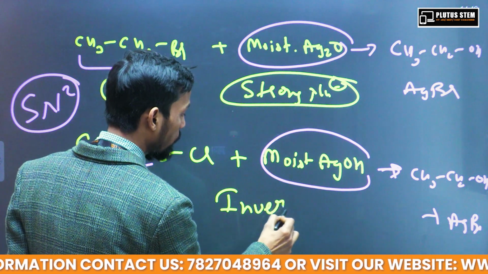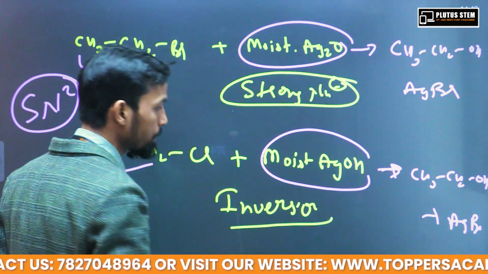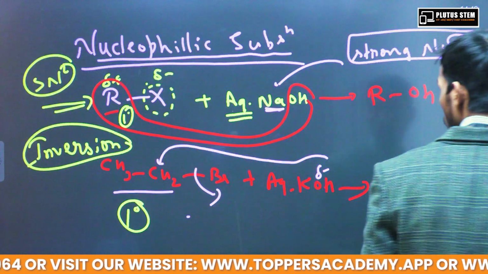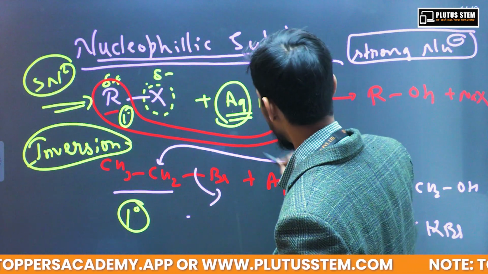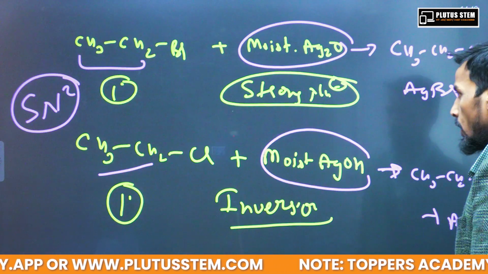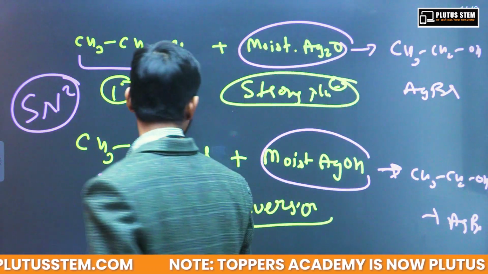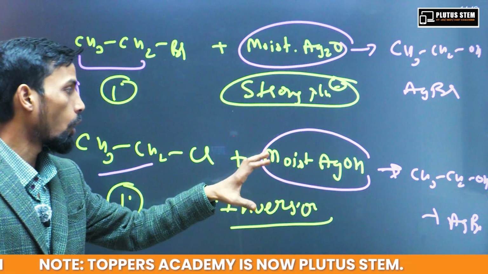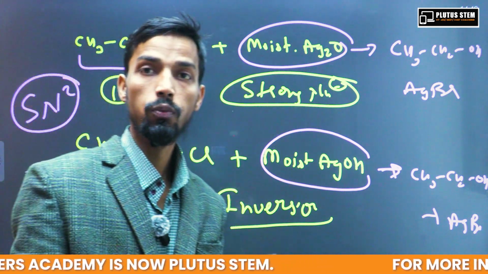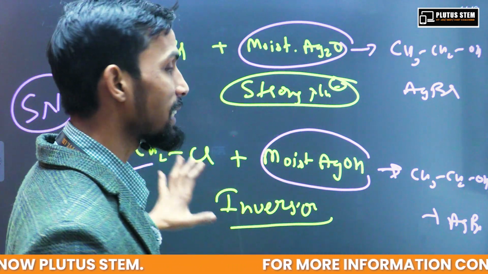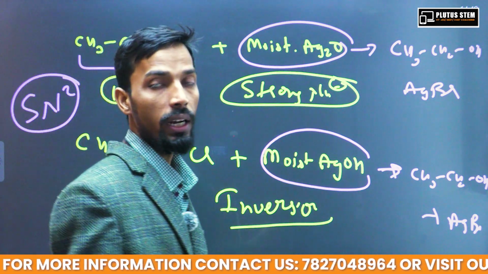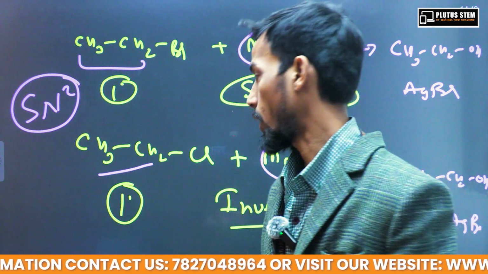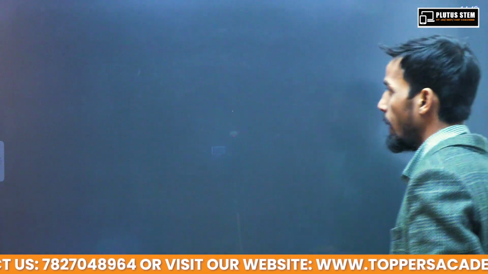So these are the 4 reagents I have used over here. NaOH, or KOH, but the main thing over here is aqueous. It should be aqueous NaOH or aqueous KOH or moist Ag2O or moist AgOH. These 4 reagents prefer the SN2 reaction, and for SN2 reaction the substrate should be 1 degree to get a better product.